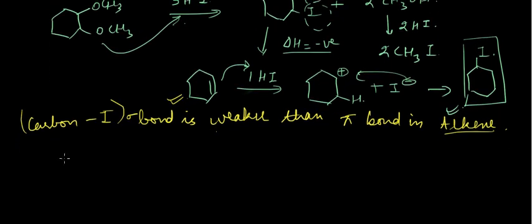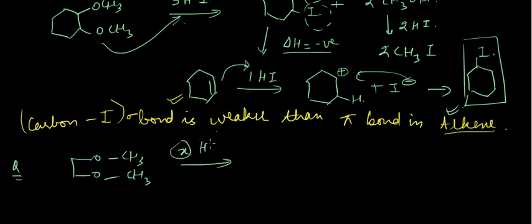Okay, so again let us look at this example where we have this as the substrate, and you have to determine the value of X, the moles of HI that should be taken up to form something like this plus 2 moles of CH3I. So how many moles of HI would be used? This is the question.